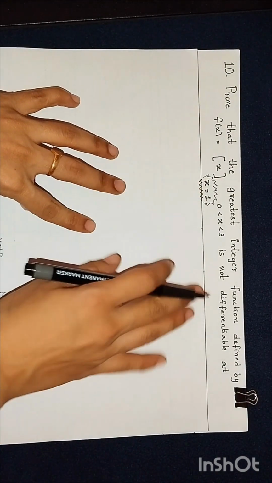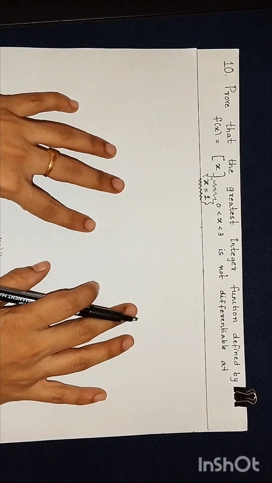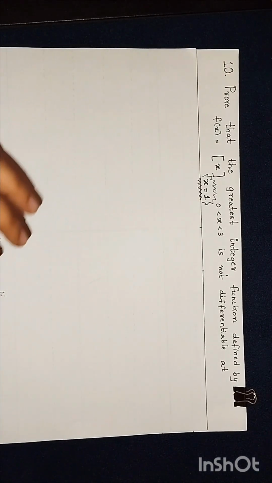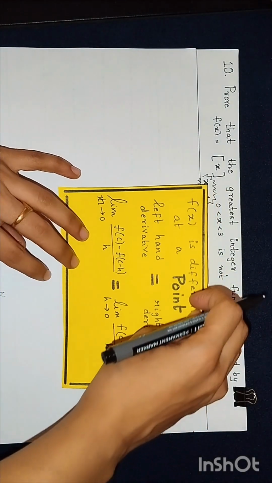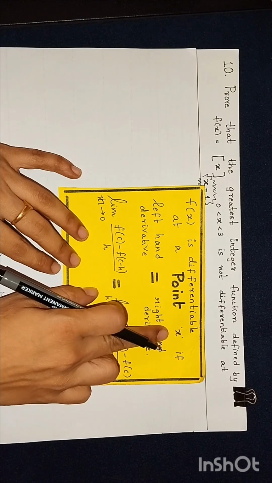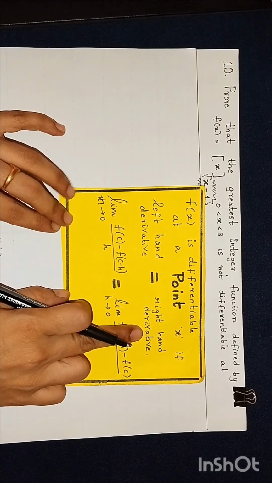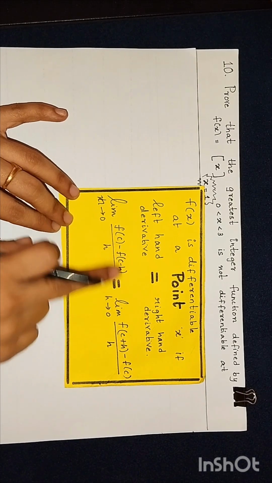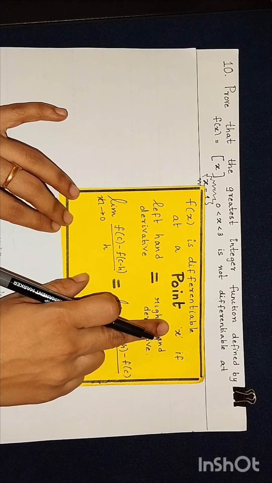So already they have mentioned it is not differentiable. Then what do we have to prove? For that we'll understand when the function will be differentiable at a point. So f of x is differentiable at a point x if the left hand derivative is equal to the right hand derivative. If these 2 conditions are satisfied, then we say that f of x is differentiable at a point x.